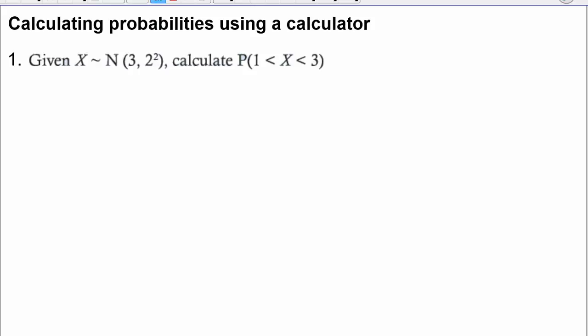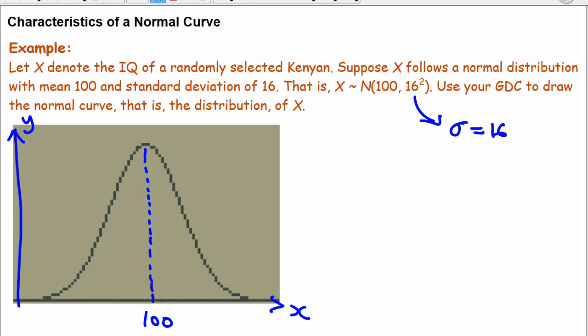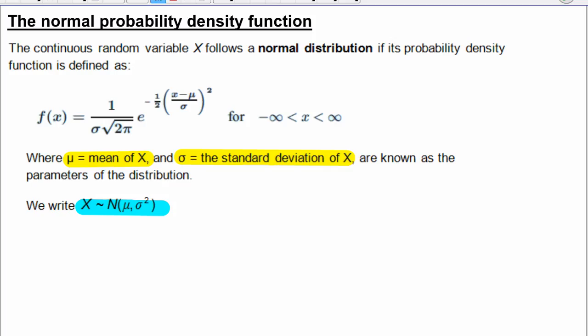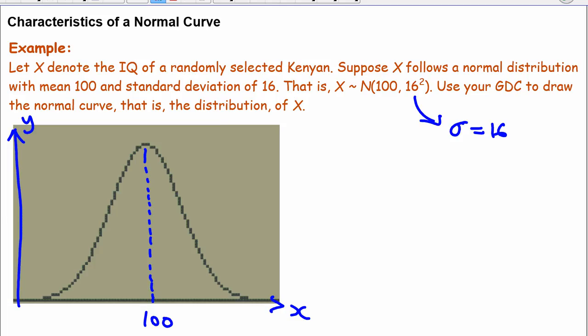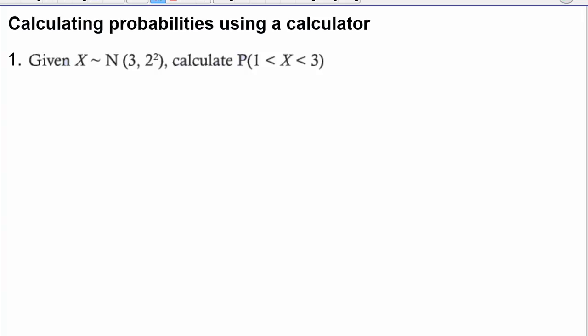But because the function for the normal curve is really weird, if you try to integrate, which is basically using the calculus that you know, to find the area under the curve, it will be quite difficult. So what you are expected to do at your level is to use your calculator to find the area under the curve. You're still finding the area under the curve, but you're using technology.